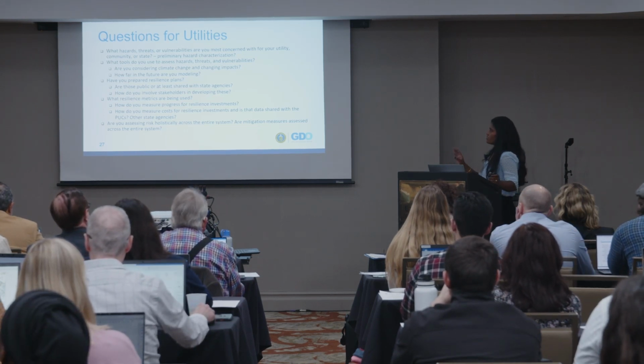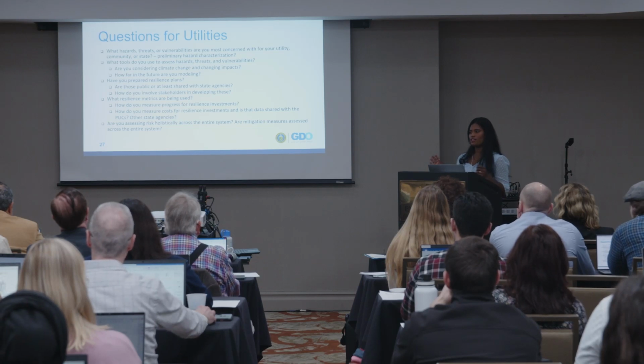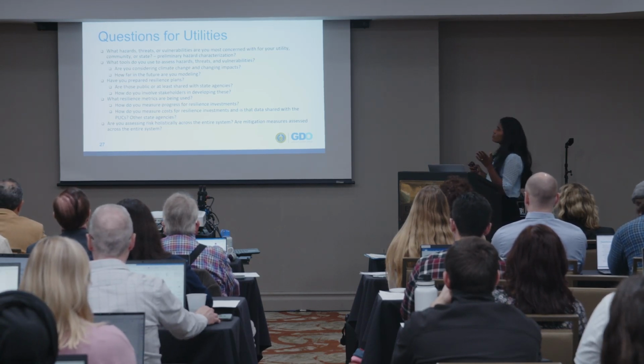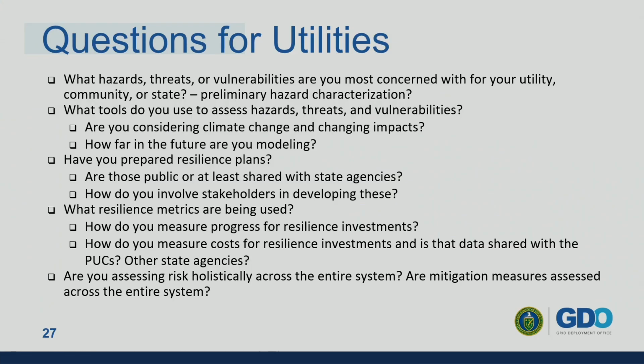I want to pause here and go through these questions and have a discussion from this point on. First one: what hazards, threats, or vulnerabilities are you most concerned with for your utility? This is a preliminary hazard characterization. This requires a lot of data crunching, both historic and future looking. Do they have the resources to get there?